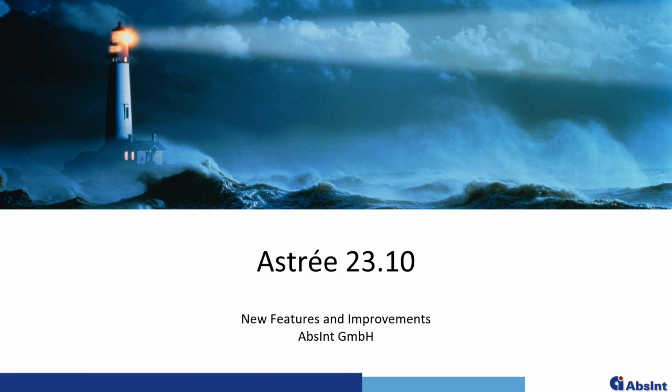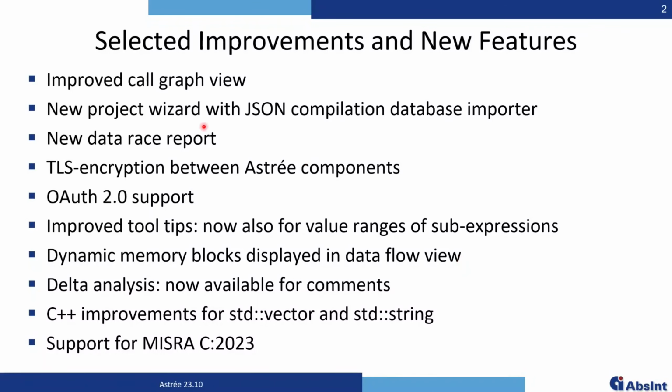In this video, I'd like to show you some selected new features and improvements in our most recent version of Astrée, release 23.10. We have further improved our call graph view for functions. Also, we have updated our new project wizard. Users now have the option to specify JSON files for a compilation database importer early in the project creation. Furthermore, Astrée 23.10 comes with a new report preset that specifically focuses on data races.